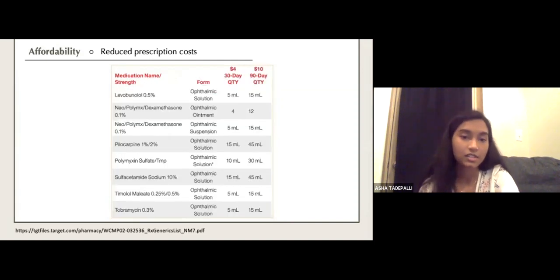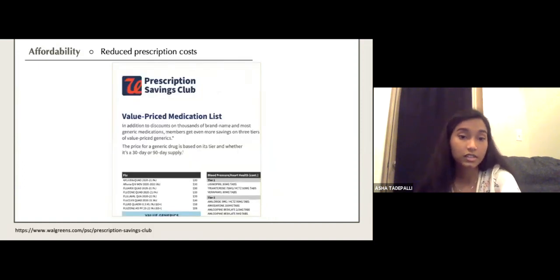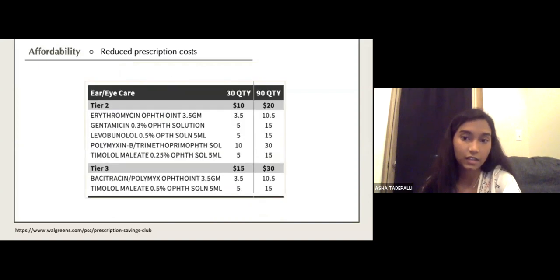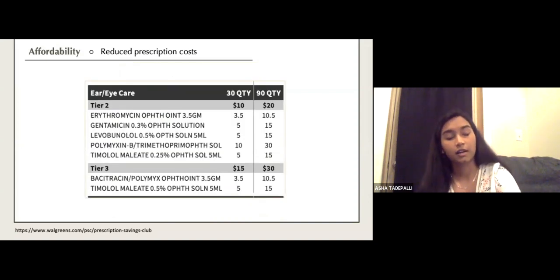So as you can see here, this is the Target example. There is some IOP lowering medication as well as topical antibiotics that are listed here. And it depends on the duration of use as well. So it could be $4 for a 30-day quantity or $10 for a 90-day supply. Walgreens is also another pharmacy who makes this generic medication available. There's some systemic medication there. And then here again, antibiotics and IOP lowering medication available at 30-day or 90-day quantities, depending.